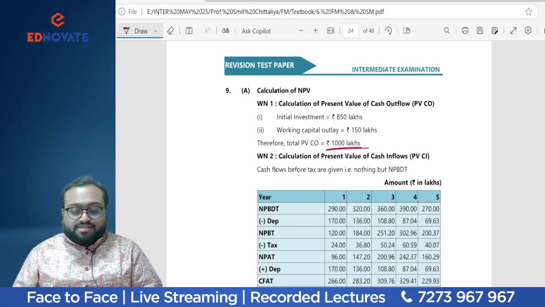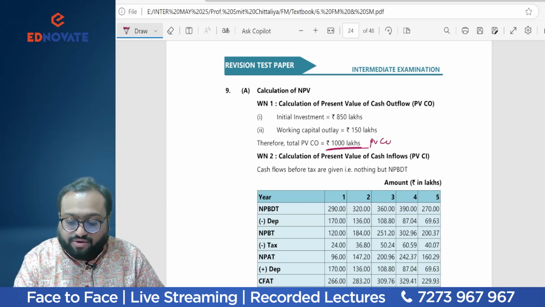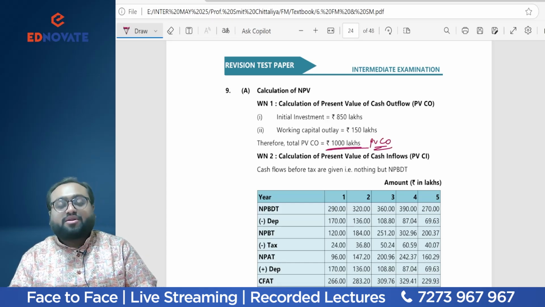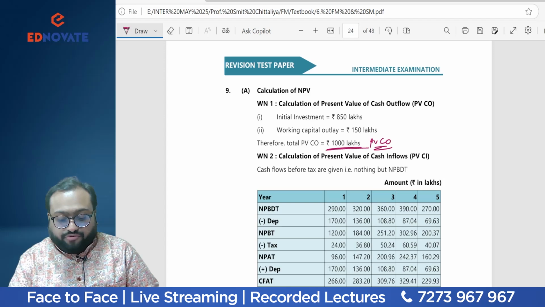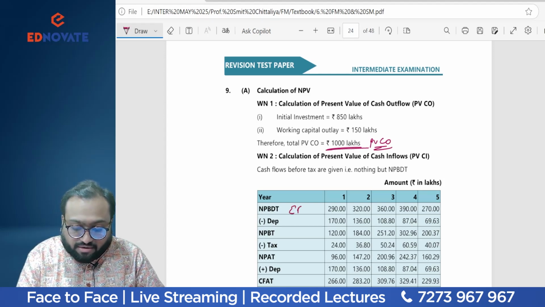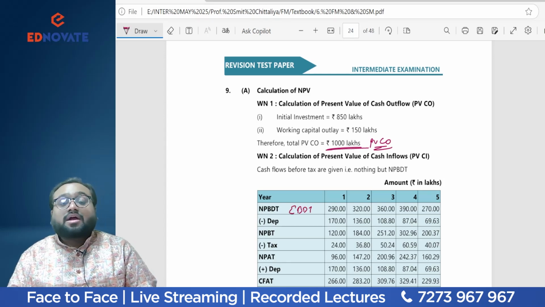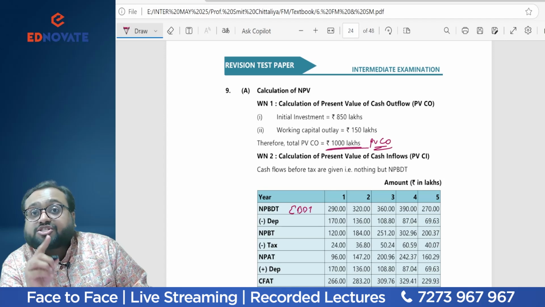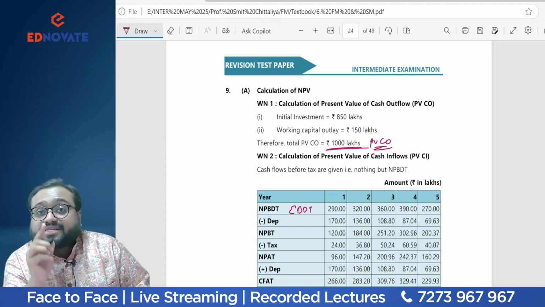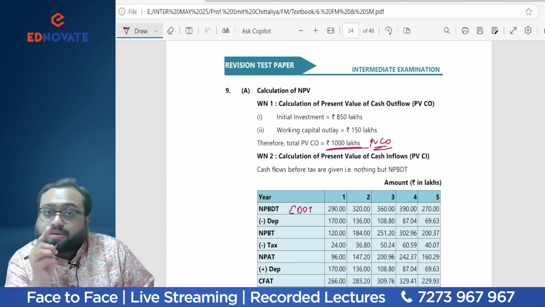Now, once I get PVCO, we'll find out the PVCI, present value of cash inflow. Here 1, 2, 3, 4, 5. We have EBDT, that is earnings before depreciation and tax. Now here you need to find out depreciation as per WDV. Don't forget, this is block method. Block method always follows WDV.